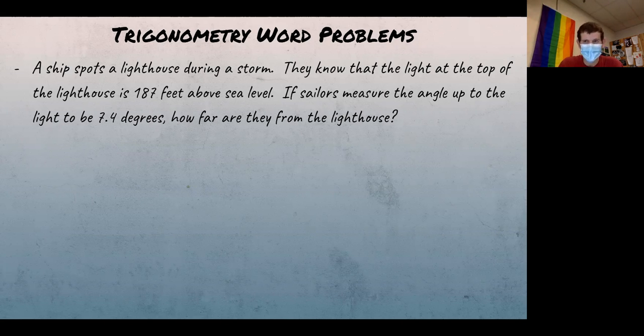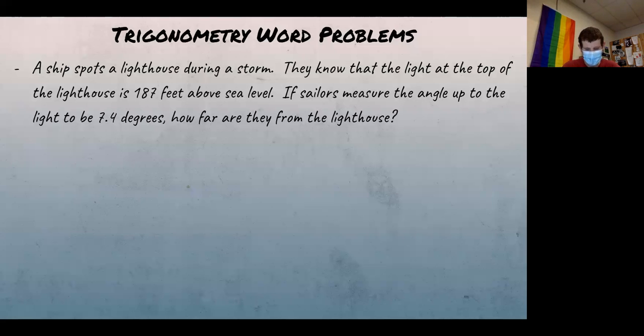If sailors measure the angle up to the light to be 7.4 degrees, how far are they from the lighthouse? This would be really fantastic to know if you're out at sea, in the middle of a storm, and you want to make sure that you're not about to run into the coast, right? So knowing how far you are from the shore is a very practical thing.